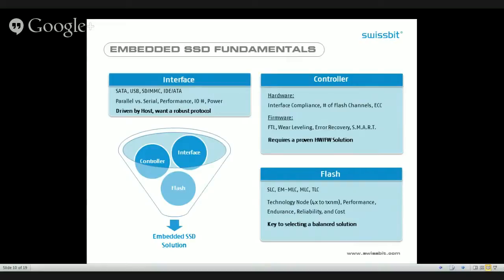Lastly, and most importantly, is the flash. There are different flash technologies. These flash technologies vary based on the endurance, the performance, as well as the cost. SLC, EMLC, MLC, and TLC are the primary NAND flash technologies, and we'll get more detail in the coming slides. But also the technology node of where the flash is in the life cycle is important, along with performance, endurance, reliability, and cost. So the NAND flash has to be selected based on a balanced solution between performance, endurance, and cost.